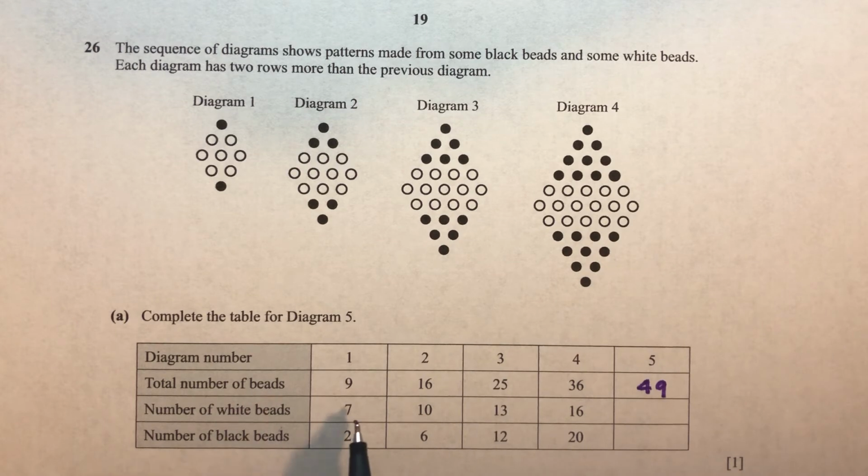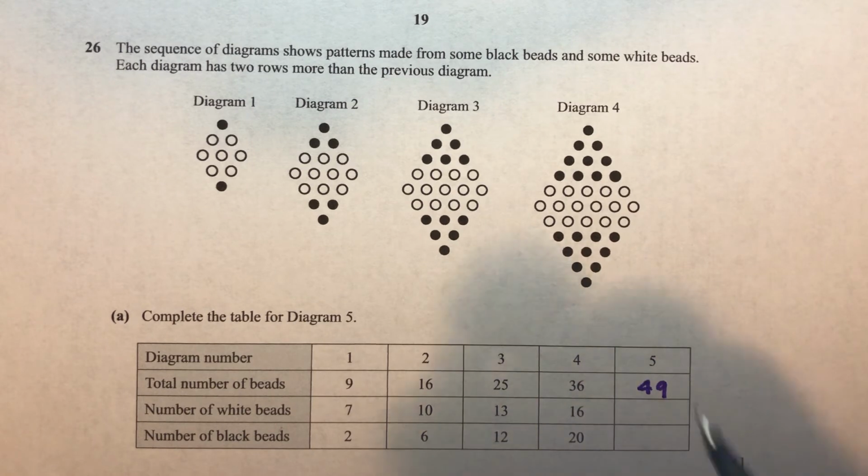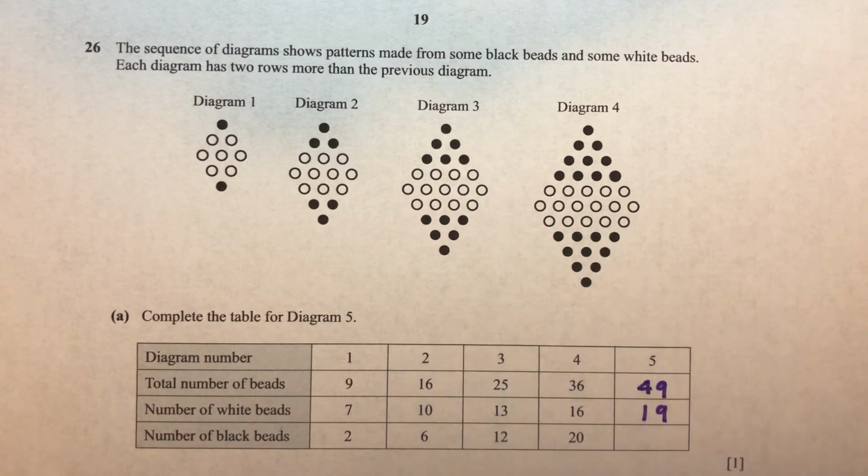And for this one we can see that we are adding 3 every single time. So 7 plus 3 is 10, 10 plus 3 is 13, 13 plus 3 is 16, 16 plus 3 is 19. And for the last one, we're taking the top minus the bottom. So 36 minus 16 is 20. So 49 minus 19 is 30.